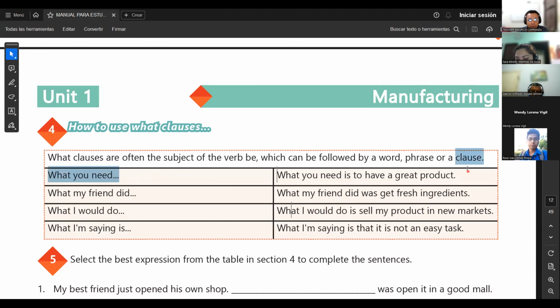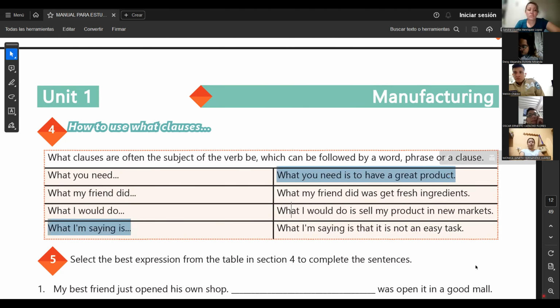So here we have some examples. We'll ask for help, probably. Oscar, can you read the first one? It is this one. What you need is to have a great product. Thank you. And number 2, Monica.